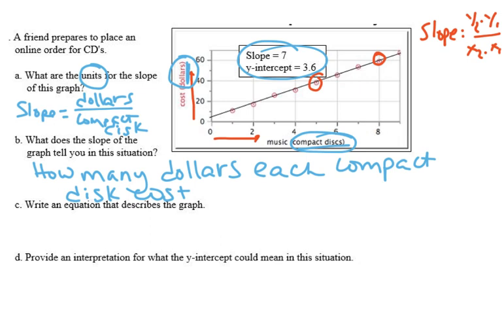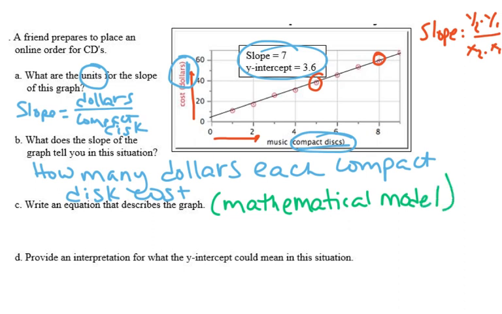The next thing you're going to have to do in physics is to write an equation that describes the graph. This is what we are going to be referring to as the mathematical model. So anytime you're asked to write a mathematical model, we're talking about the equation of the line. You have to think back to algebra and slope-intercept form. Okay, so the y is whatever is on your y-axis.